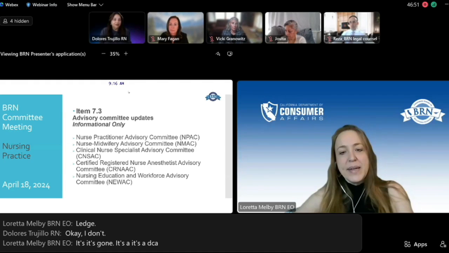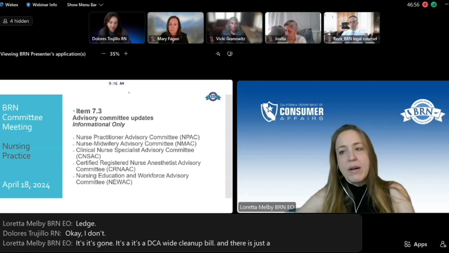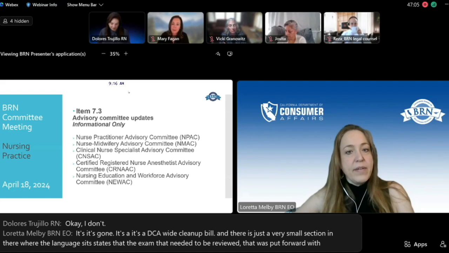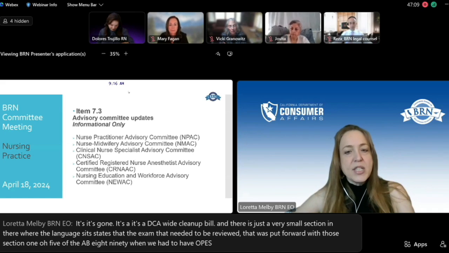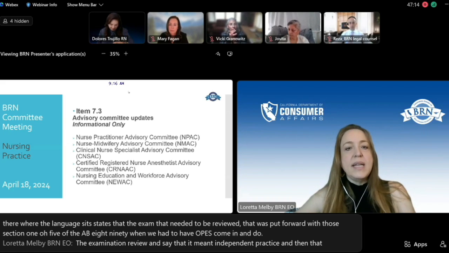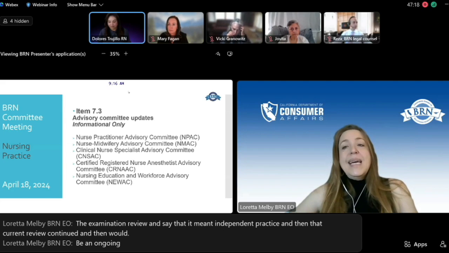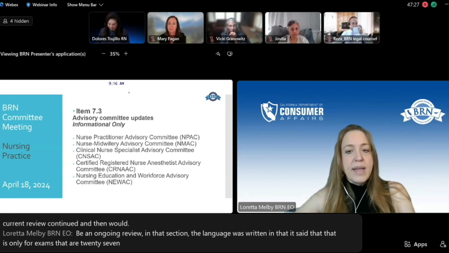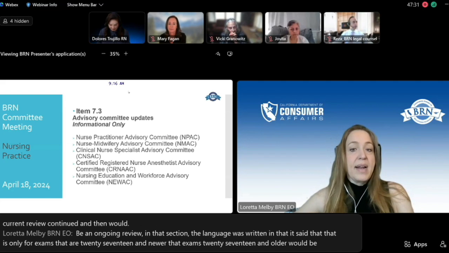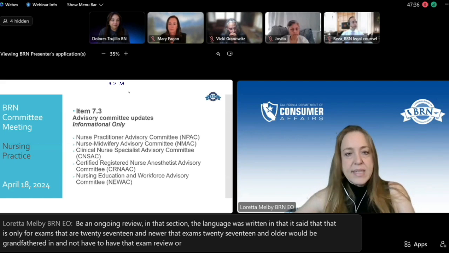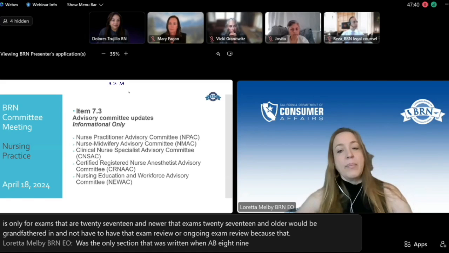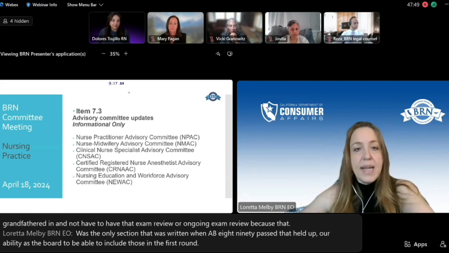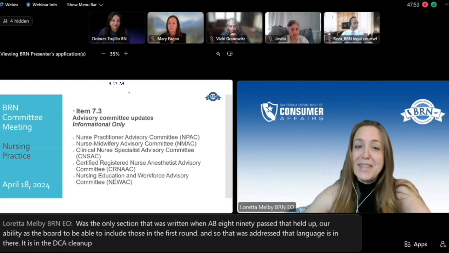It's a DCA-wide cleanup bill. And there is just a very small section in there where the language states that the exam that needed to be reviewed, that was put forward with section 105 of AB 890, when we had to have OPES come in and do the examination review and say that it met independent practice, and then that review continued and would be an ongoing review. In that section, the language was written that it is only for exams that are 2017 and newer, that exams 2017 and older would be grandfathered in and not have to have that exam review or ongoing exam review, because that was the only section written when AB 890 passed that held up our ability as the board to include those in the first round. And so that was addressed. That language is in the DCA cleanup bill. And hopefully that helps to narrow down what bill you are looking for.